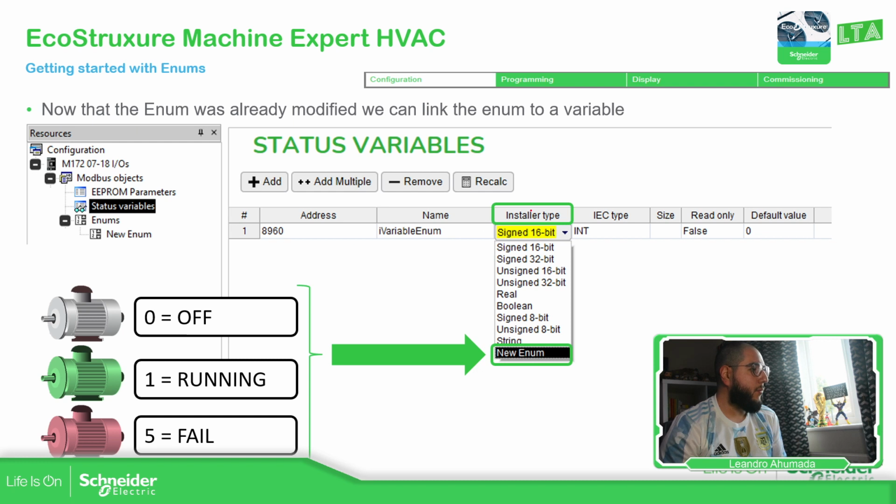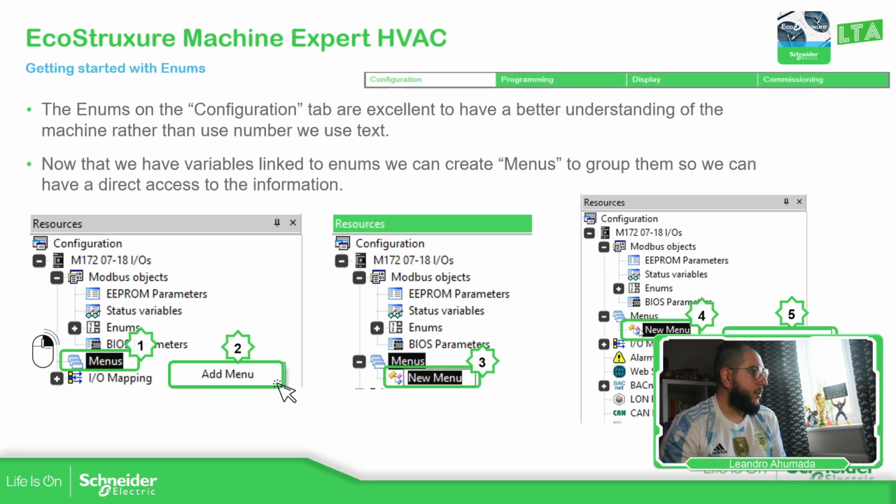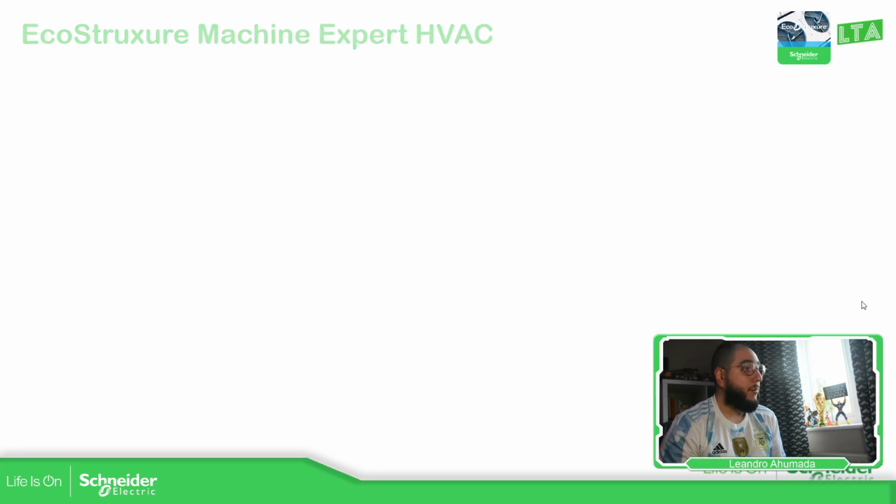So for the variable, we just need to link the installer type. The installer is because we have an HVAC installer, so we can read the variables from there. But I'm going to cover that later. So we just need to link that to the enum. Now, as a practice, let's create a new enum. Then we're going to see the code.